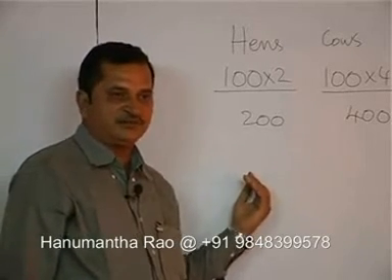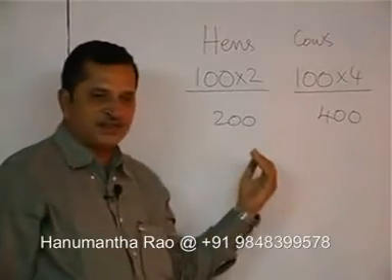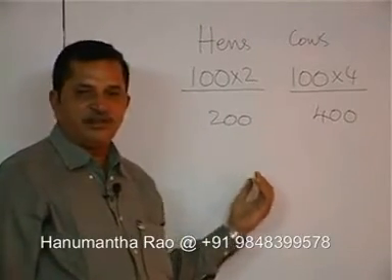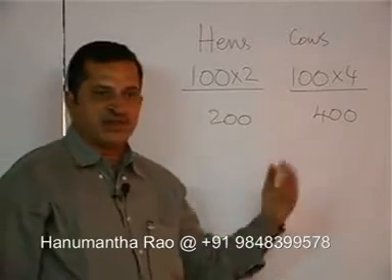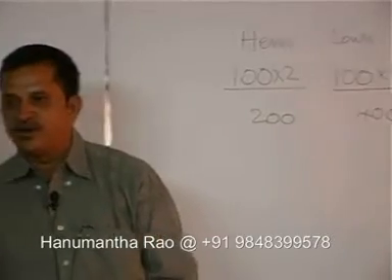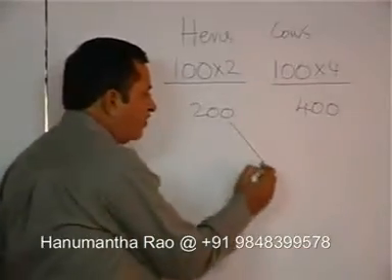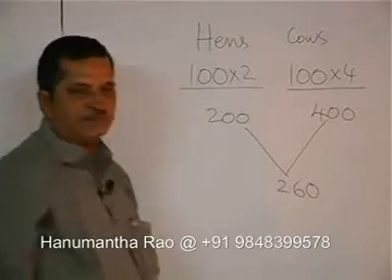physically handicapped. It is not mentioned, so thinking all the hens and cows are healthy, the minimum number of legs should be 200 and the maximum should not exceed 400. But when they are mixed, the count of legs put together is 260, he said.